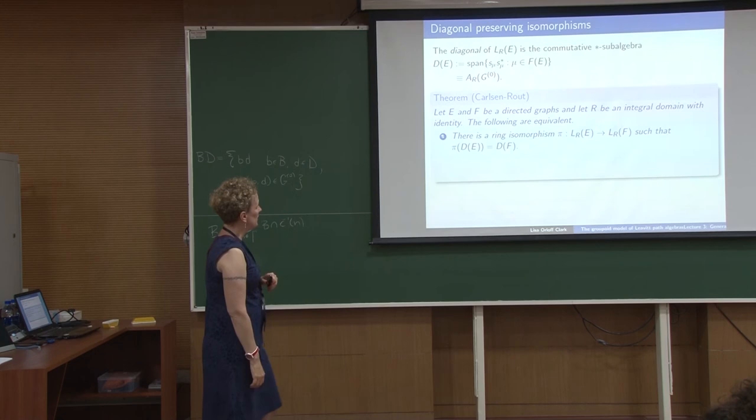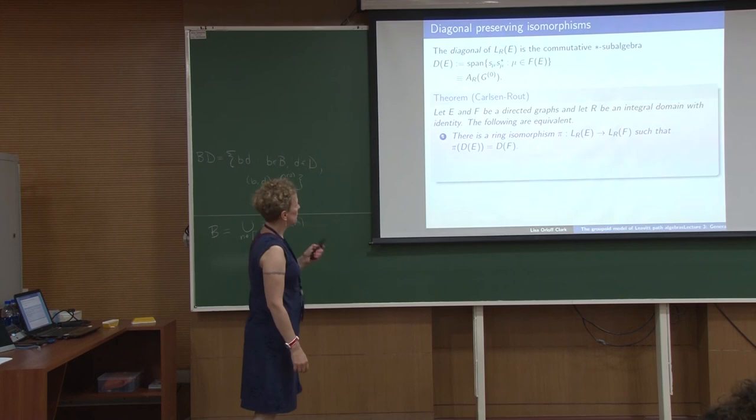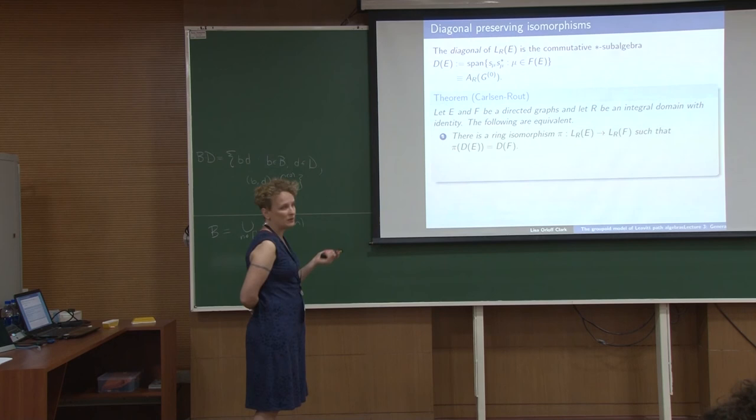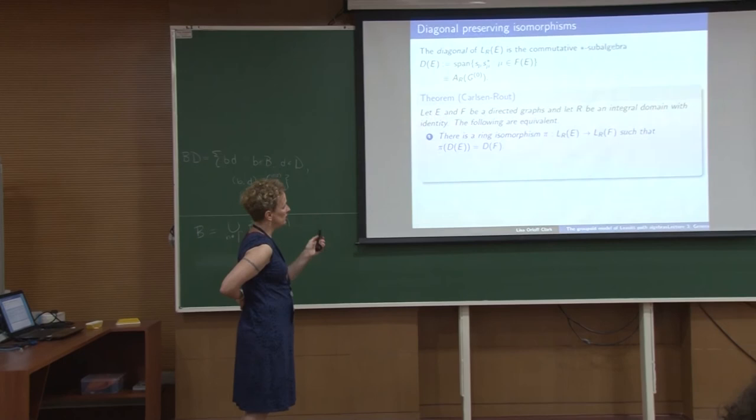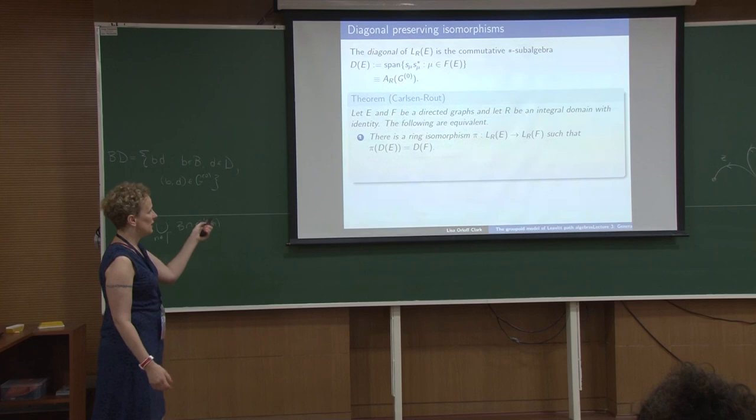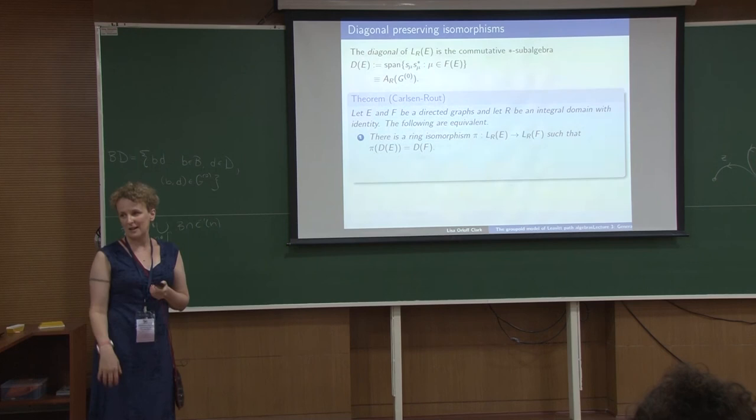And there's a theorem by Toke Carlsen and James Rout that says if you have two directed graphs and an integral domain, R needs to be an integral domain, so a field would work, but also something like the integers would work. Integral domain with identity, so we need a commutative ring with identity that has no zero divisors. And the following are equivalent, I'm only telling you one so far. There's a ring isomorphism between the Leavitt path algebras that preserves the diagonal. Okay, so diagonal of one to the diagonal of the other.